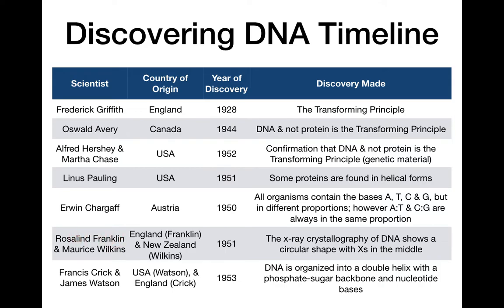Rosalind Franklin and her boss, Maurice Wilkins, her supervisor, she came up with the X-ray crystallography that shows DNA associated with an X in the middle, which means it's a double helix. And then Crick and Watson, they're the ones who put all this together and built a model to figure out that it is a double helix with sugar, phosphate backbone, and nucleotide bases.